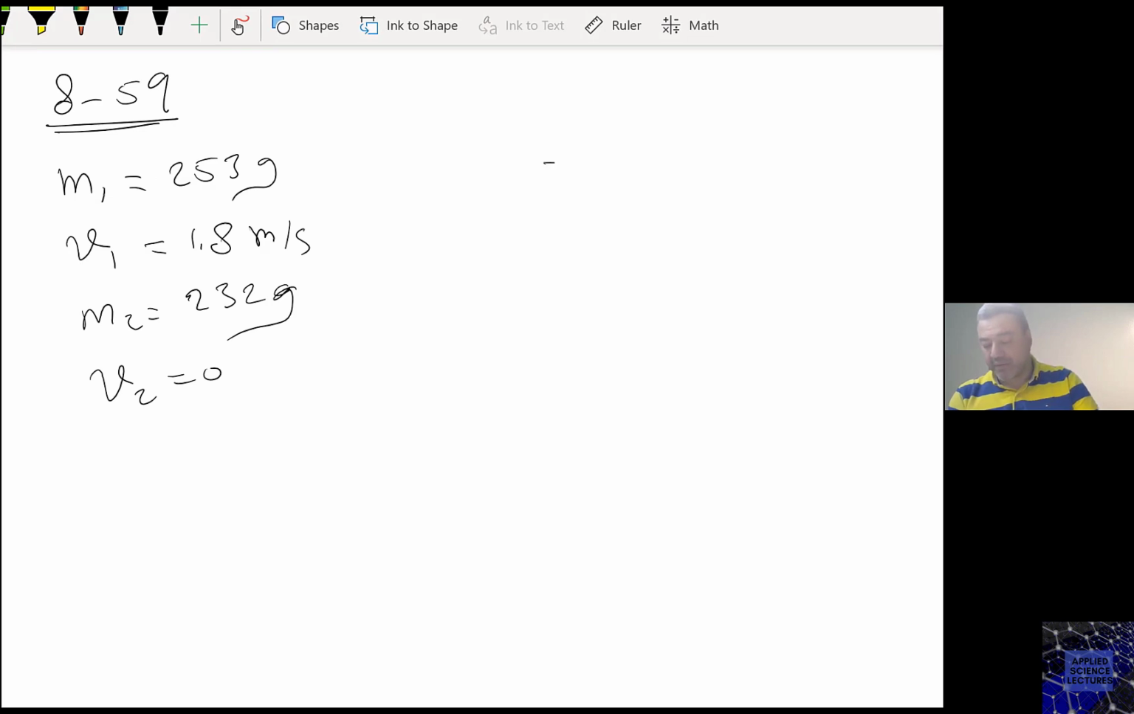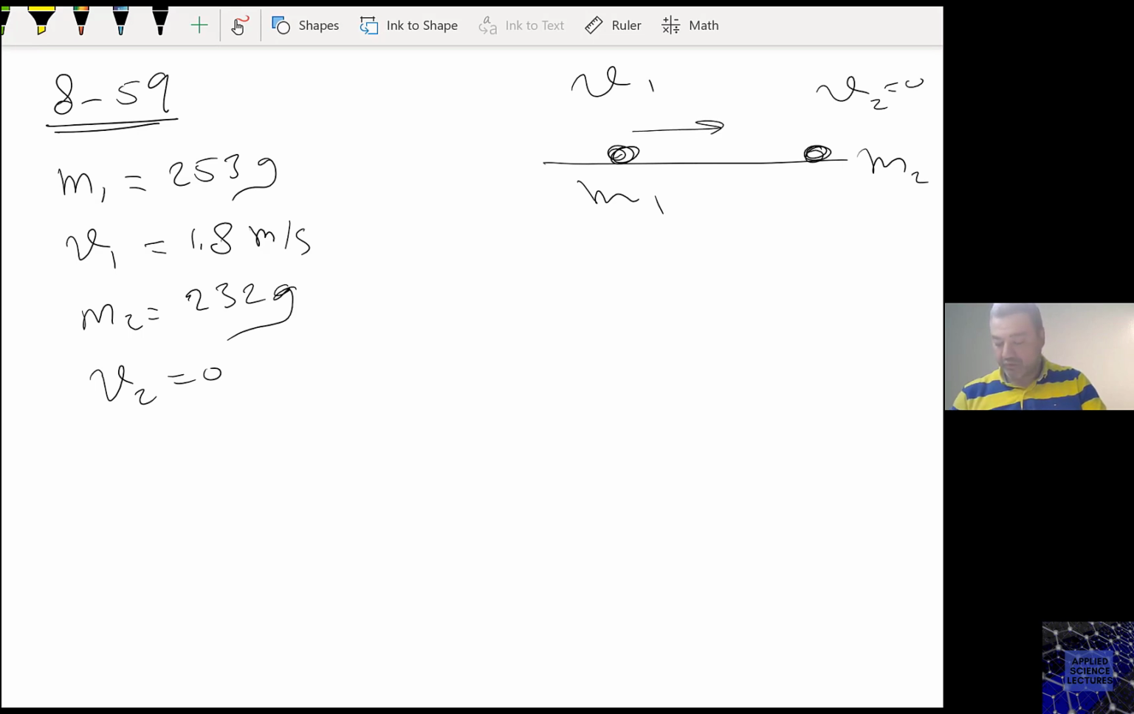So we have one of them stationary. Before, after, M1, M2.